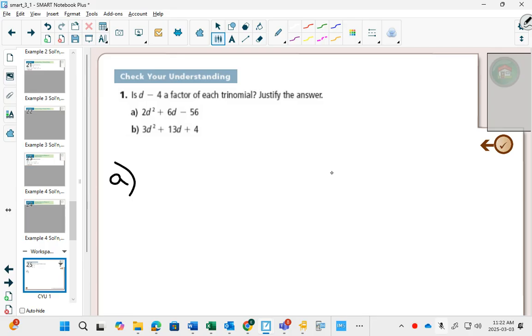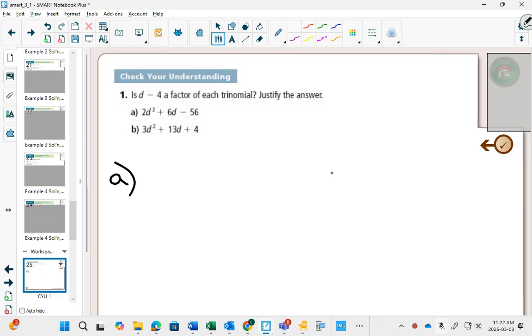Is d minus 4 a factor for each of these? I'm going to show you two methods for this. One is you could just factor it. And if you factor it and d minus 4 shows up, you would say, yes, it's a factor. If you factor it and d minus 4 doesn't show up, then you would say, no, it's not a factor. Now that's probably where you would go with this coming from grade 10.